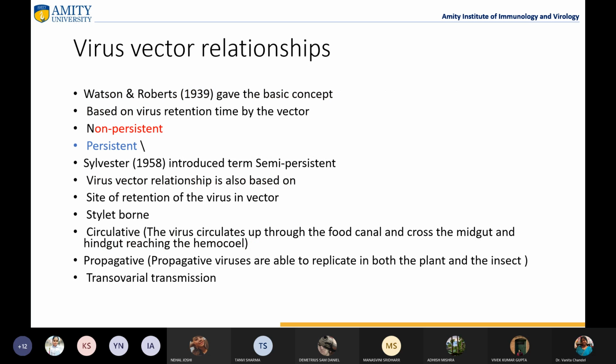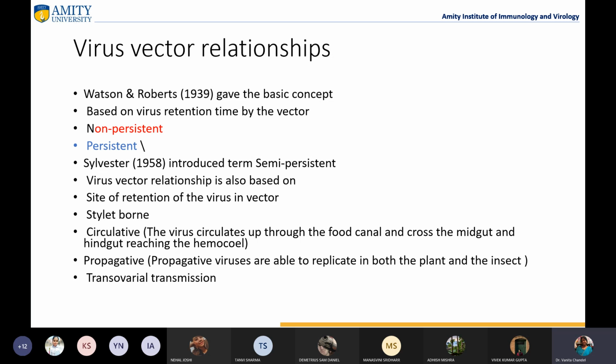Now, virus-vector relationships or types of transmission: basically the different types of transmission based on the virus retention time by the vector. They are non-persistent viruses, persistent viruses, or semi-persistent viruses. Now, the virus-vector relationship is also based on the site of retention of the virus in the vector. Whether they are stylet-borne, that means they will just remain at the stylet of that insect. They will not go beyond that.